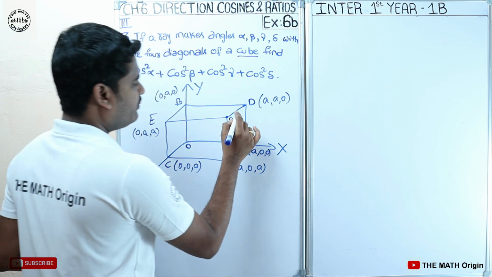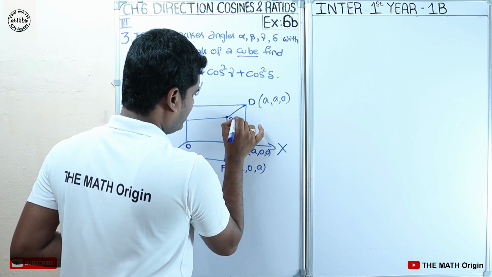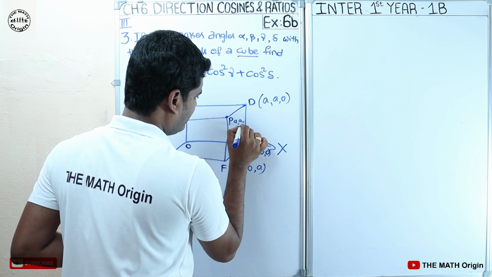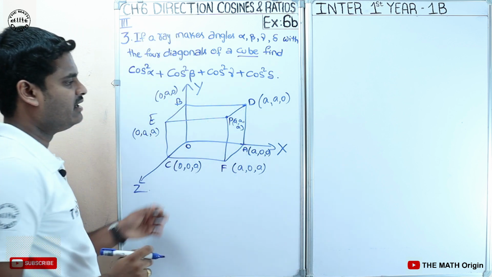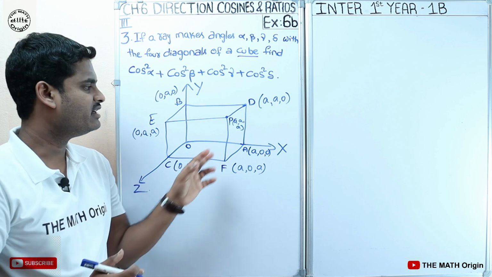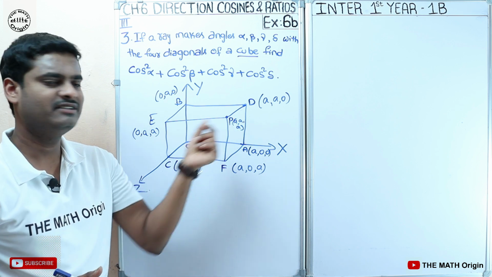And the point P will be (a, a, a), because it is not on any of the coordinate axes. That's why it will not have any zeros.